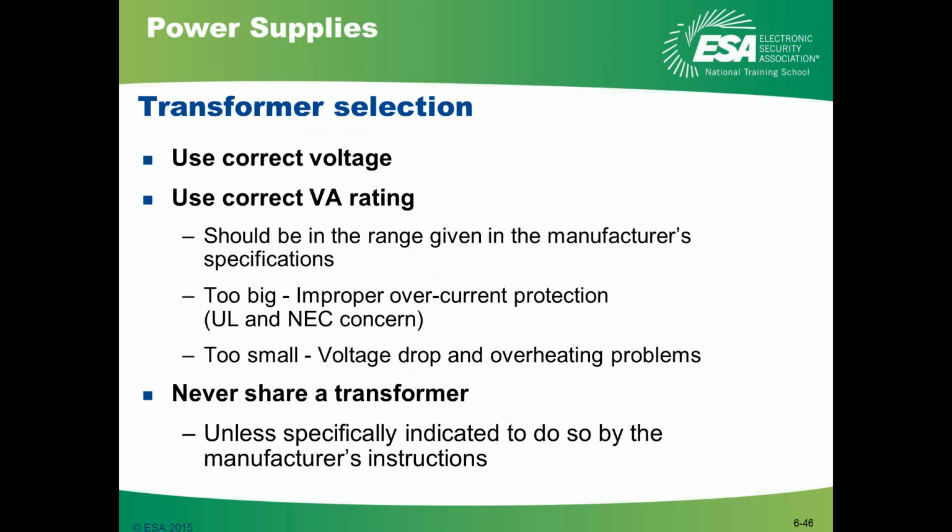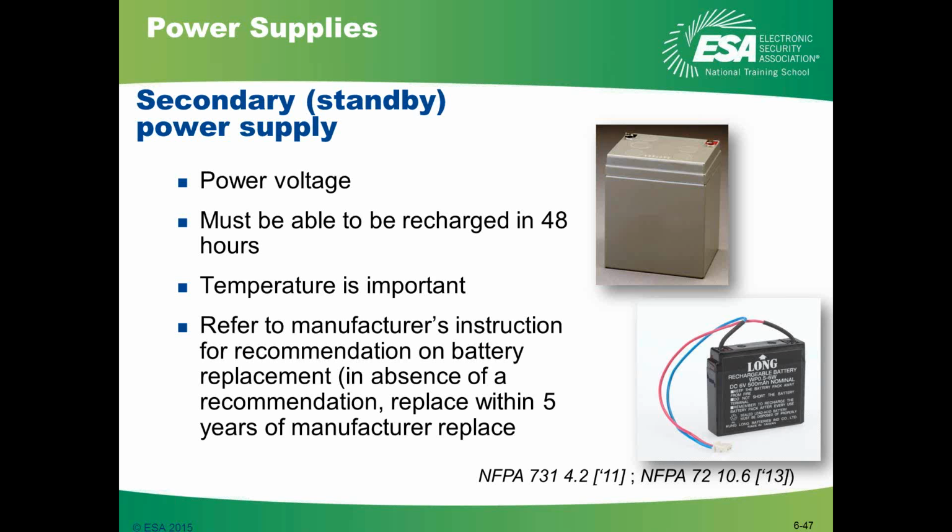Selection, how to select using the correct VA, never sharing transformers, and secondary power supply we talk about. You'll also see down at the bottom another reference to 731 where it talks about replacing the battery within 5 years of the date of manufacture. It's no longer when we installed it. So it's from the date of manufacture that we're dealing with the age of a battery.